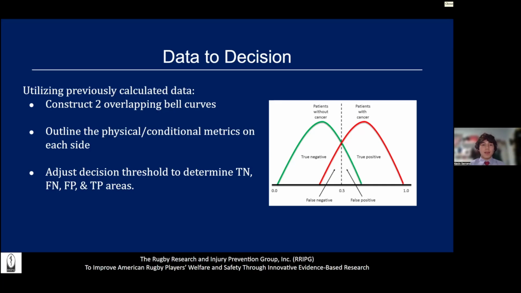Once we have the outline for the physical and conditional metrics on each side, we can make those distinctions between every single section. Then, using that line in the middle, which we call the decision threshold, we can determine the amount of true negatives, false positives, and true positives within that area. This will allow us to determine whether or not there are different values and will allow us to insert different criteria that may be valid.